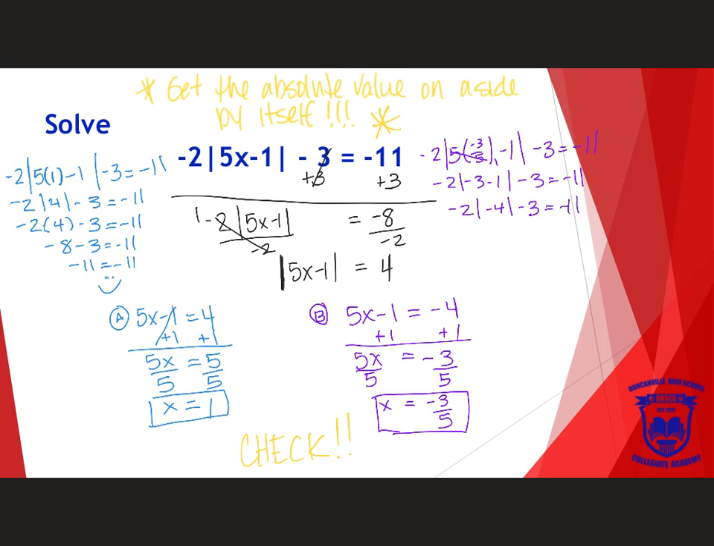The absolute value of negative 4 is 4. So that's negative 2 times 4 minus 3 is equal to negative 11. Negative 2 times 4 is negative 8, minus 3 is equal to negative 11. And negative 11 is equal to negative 11. So both of these are true. So for this problem, x is equal to 1 and x is equal to negative 3 over 5.